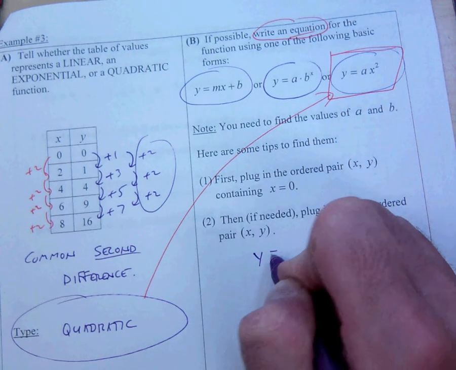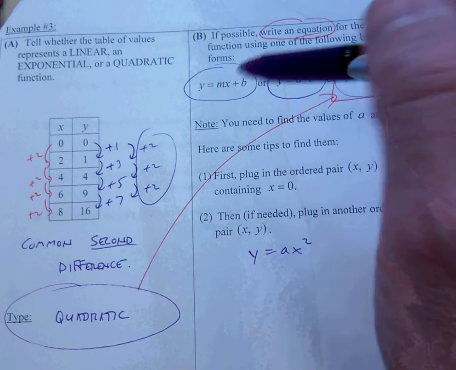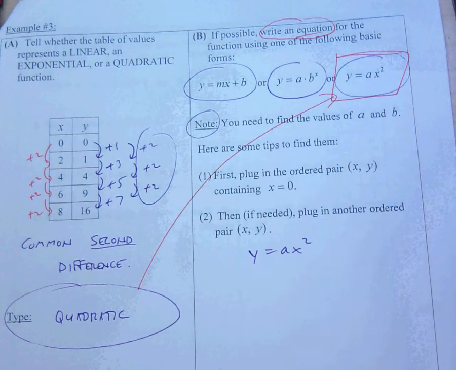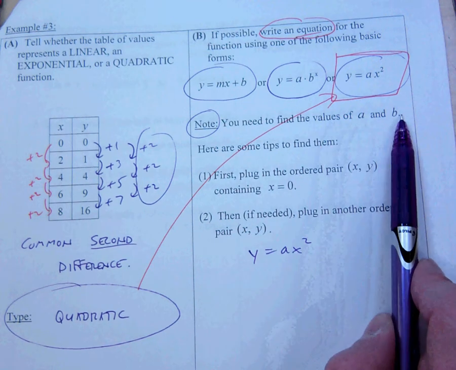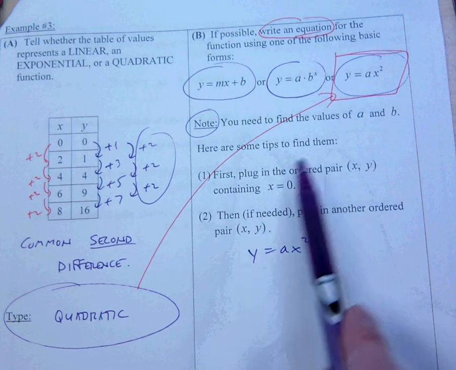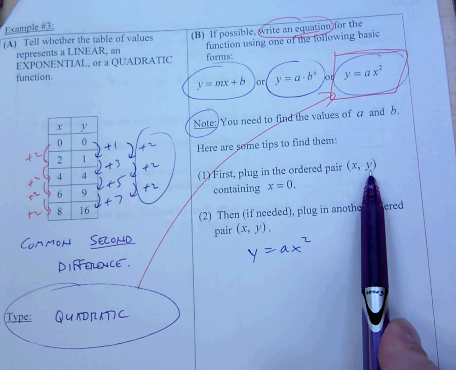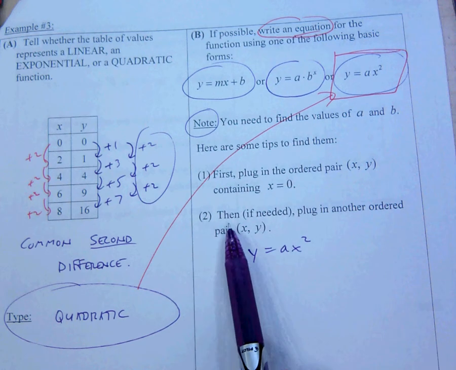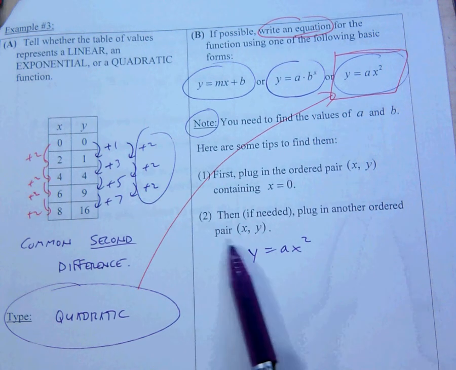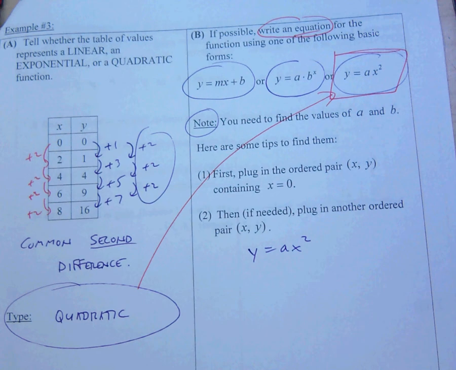Write down y equals ax squared, okay? And I'd like Mike P to read the directions here. You need to find the values of A and B. Here are some tips to find them. First, plug in the ordered pair x, y, starting with x equals 0. And then, if needed, plug in another ordered pair x, y. So that's what you're going to do to find the missing values of A and maybe B.